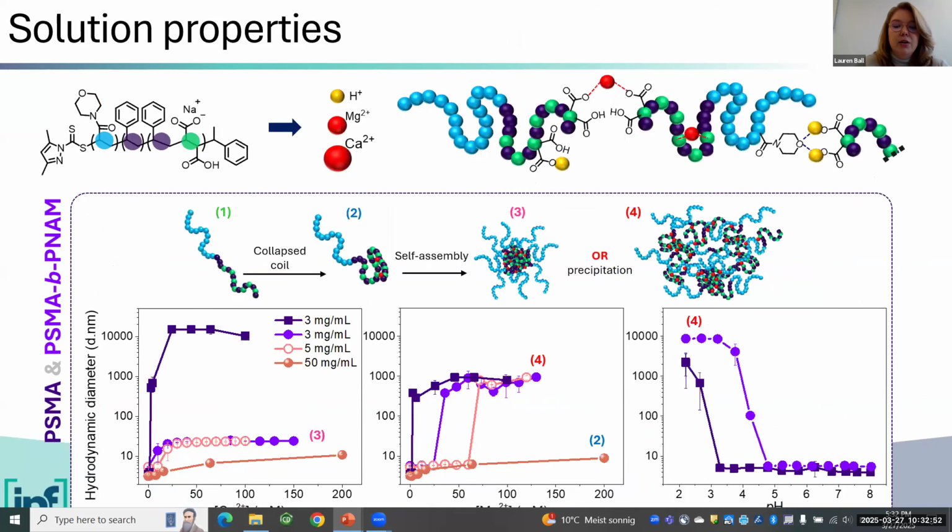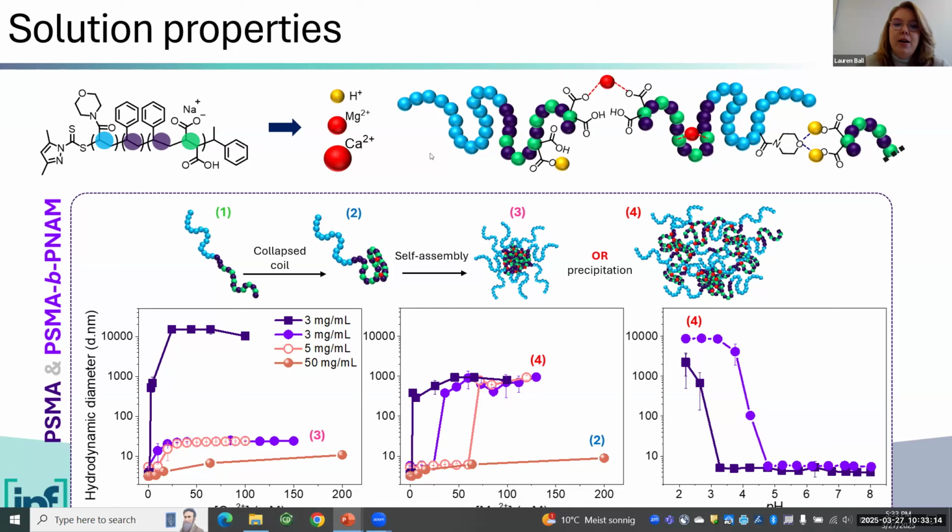So we then moved on to characterize the solution properties of our block copolymers. I'm going to start off with the alternating SMA block with the acrylomorpholine block. So we expose this either to decreasing pH. Sorry, I think this is cut off at the bottom. This is in concentration of divalent cation and pH.